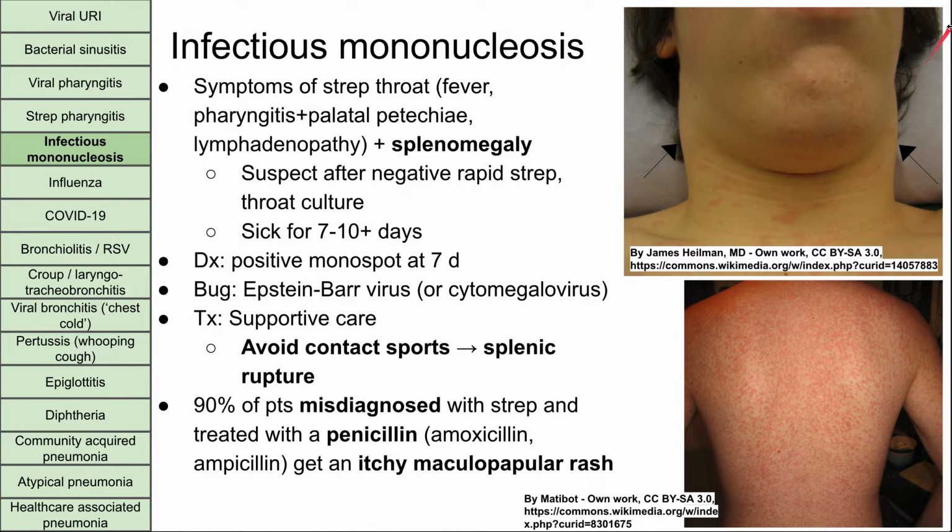So up here is a picture of lymphadenopathy that somebody with mono might have. This is a pretty extreme case. It might not be that bad, but it's possible to have lymphadenopathy in the cervical lymph nodes or in the neck, like shown here. In patients that are misdiagnosed with strep, but they really have mono, say they get a penicillin like amoxicillin or ampicillin, but they really have mono, they end up with this itchy maculopapular rash.